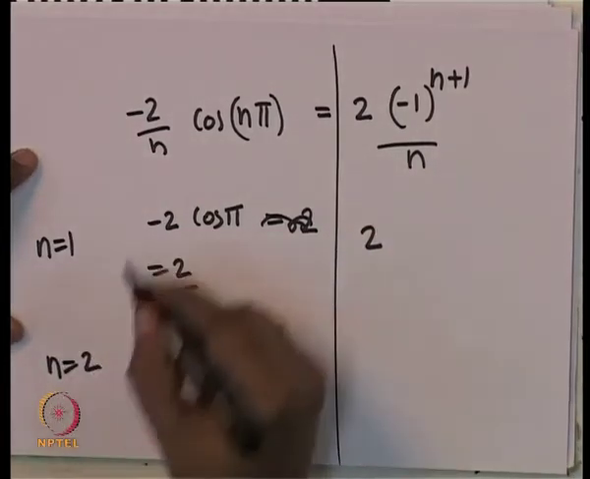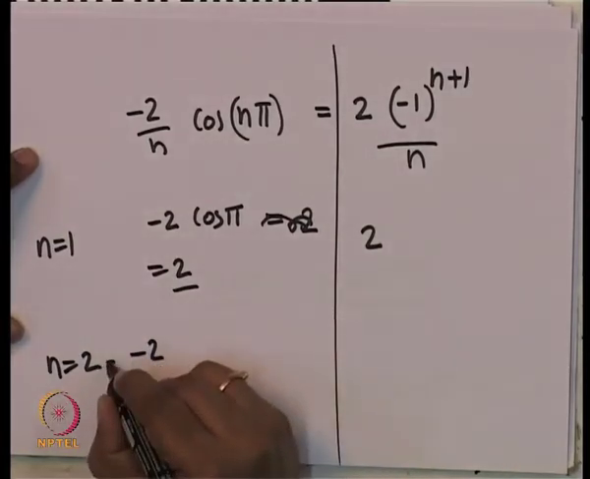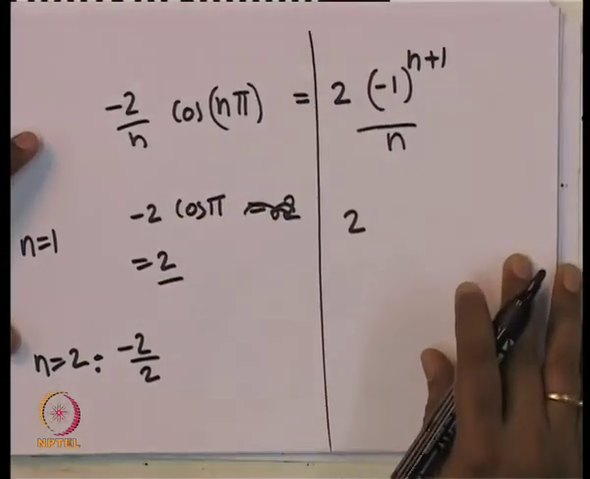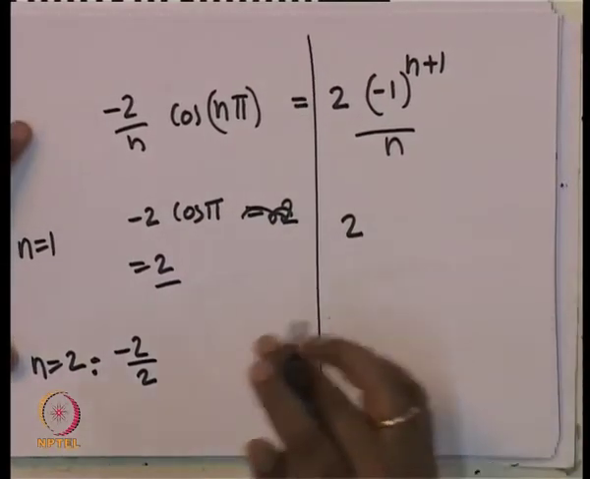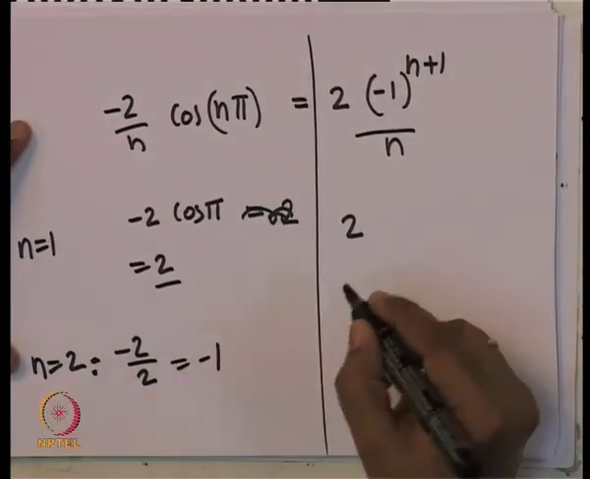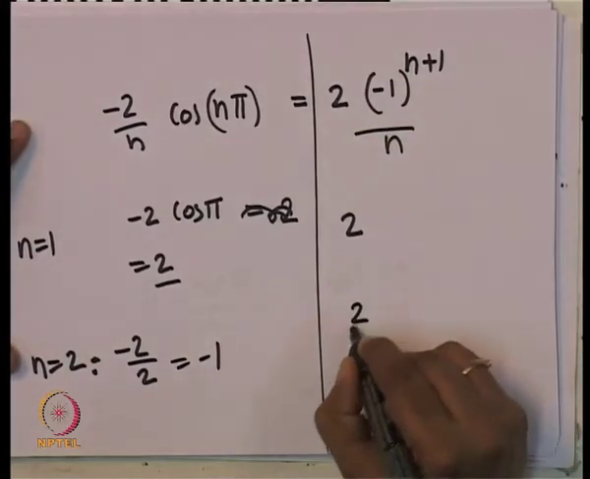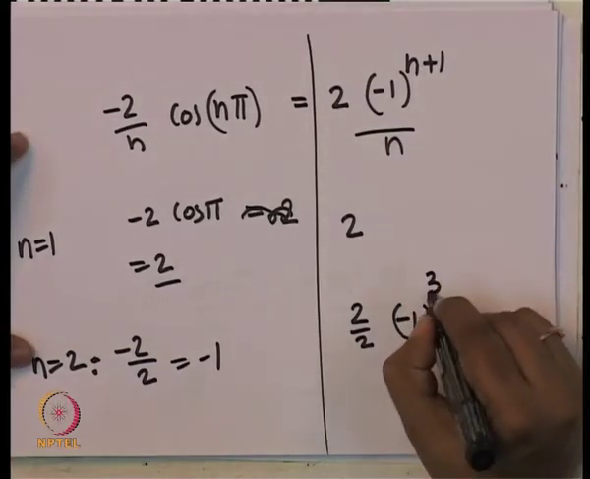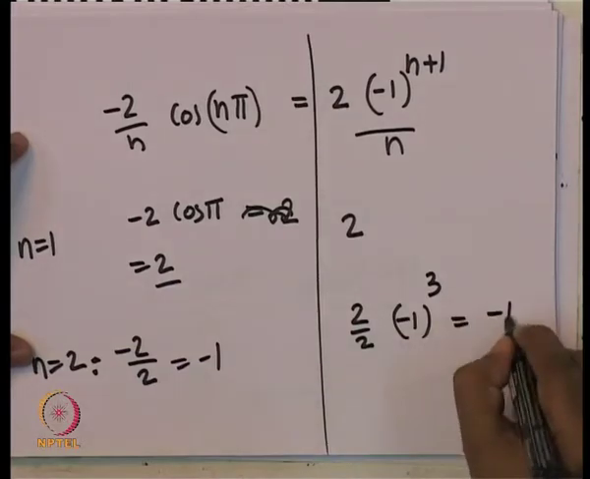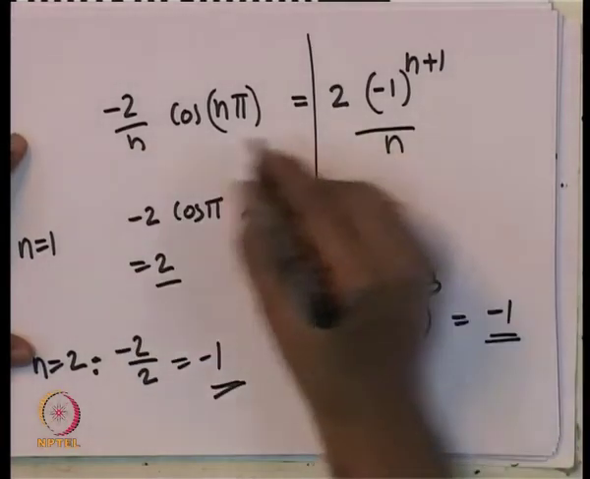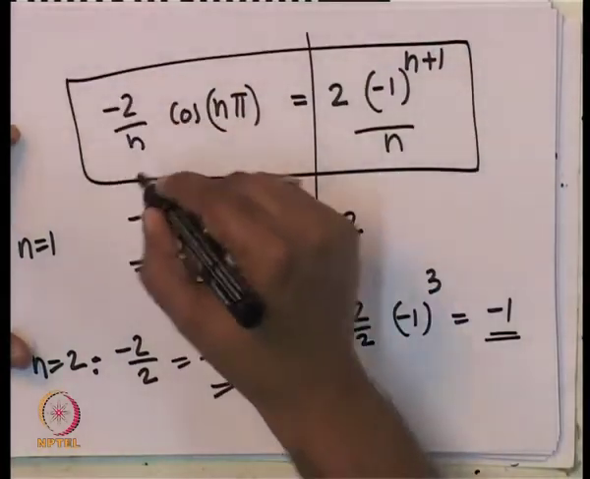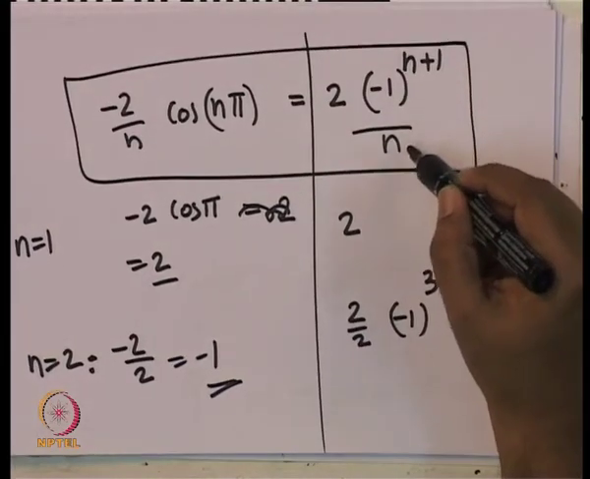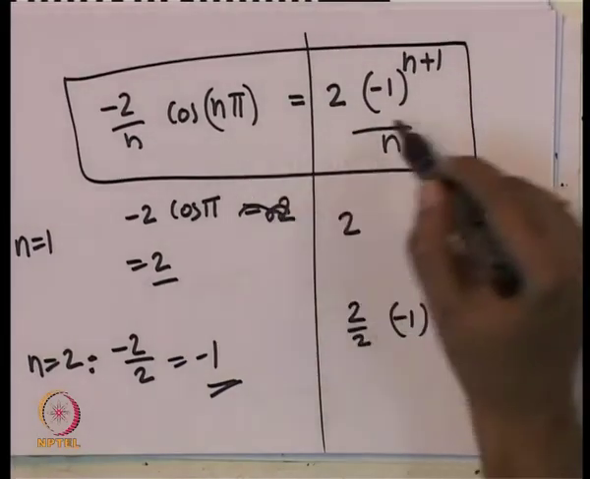Now, n equal to 2, here you get minus 2 by 2, which is minus 1, into cos 2 pi. Cos 2 pi is 1. So, you get minus 1. Here you get 2 by 2 into minus 1 whole power n plus 1, n is 2. So, this is 3. So, 2 by 2 is 1, so you get minus 1. So, this and this are exactly the same. So, you can write minus 2 by n cos n pi as 2 into minus 1 whole power n plus 1 by n. So, this is a way of writing cos n pi.